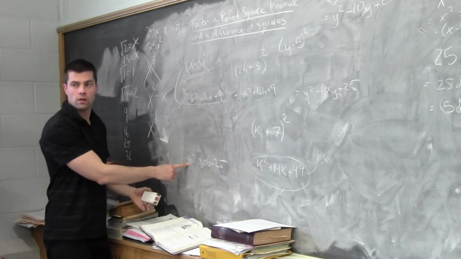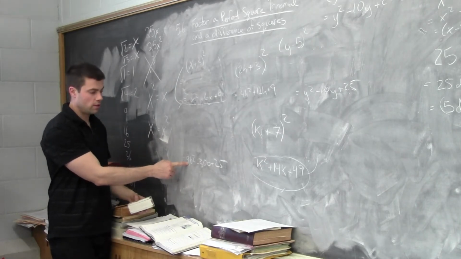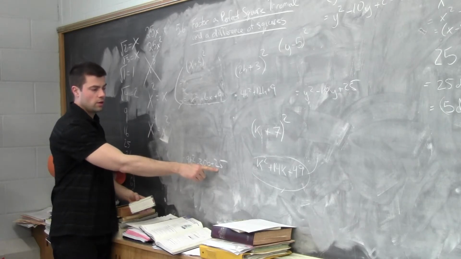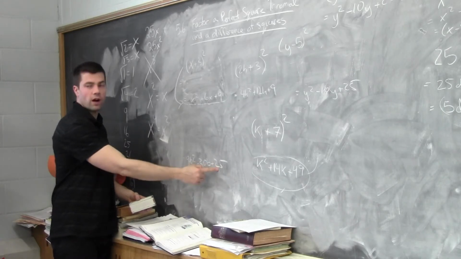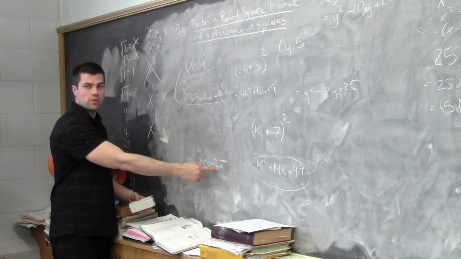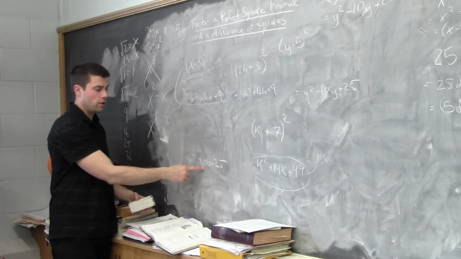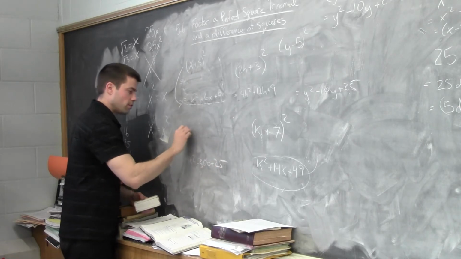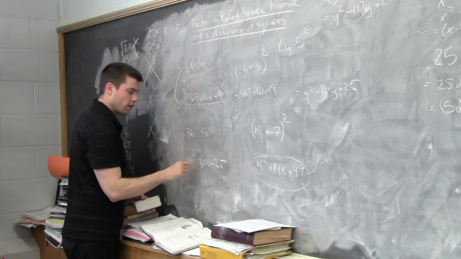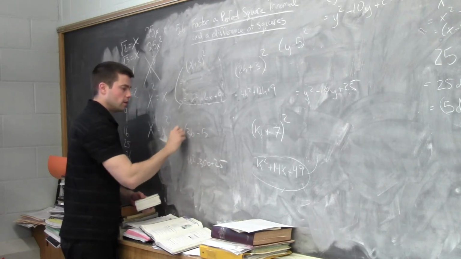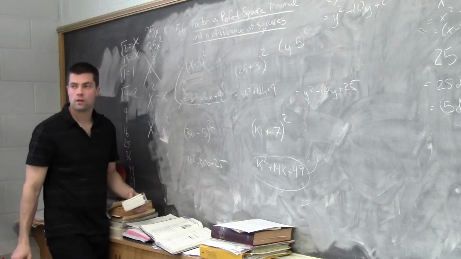Perfect square? Yeah. What is it? 3b. Good. Perfect square? 5. Yep, 5. 3b times 5 is 15b, times 2 is 30. Perfect square trinomial. So we've got 3b, we've got a 5, and we've got a negative sign there. Squared. That's it.